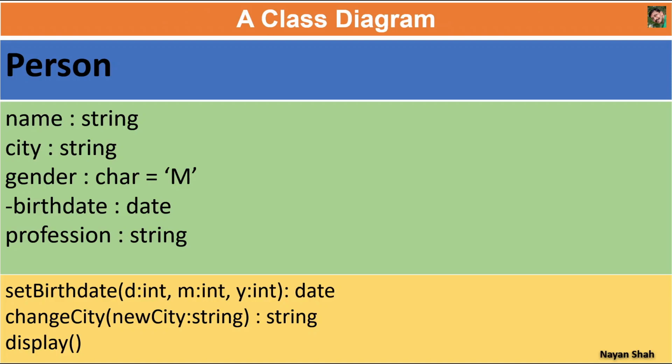So it's like this. This is a class diagram where a rectangle is split into three parts. The first part on the top is the name of the class, the second is the attributes or variables of the class, and the third is the behavior of the class. So this is what a class diagram is.